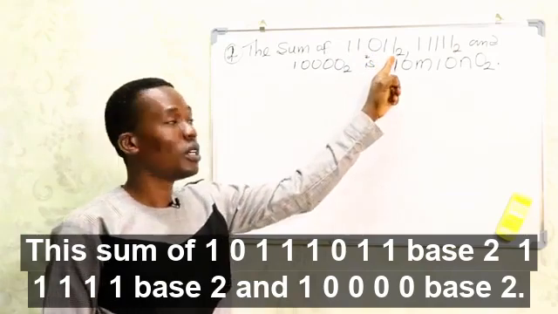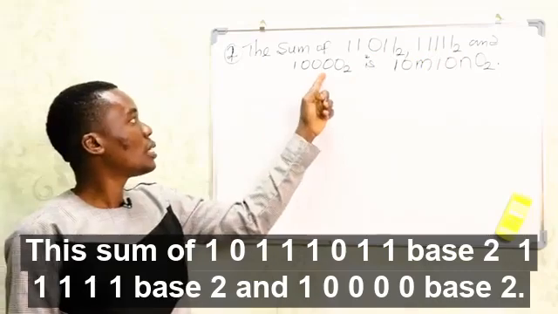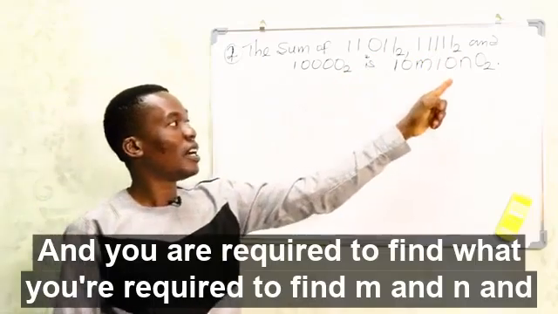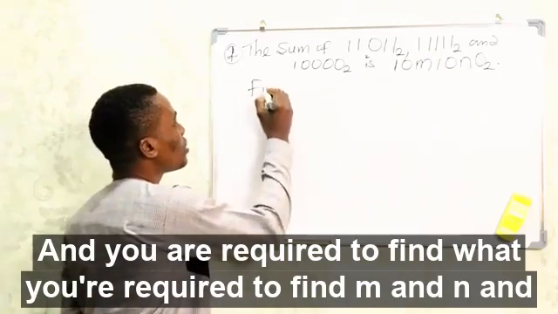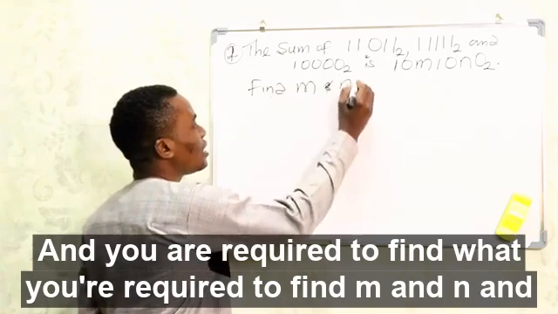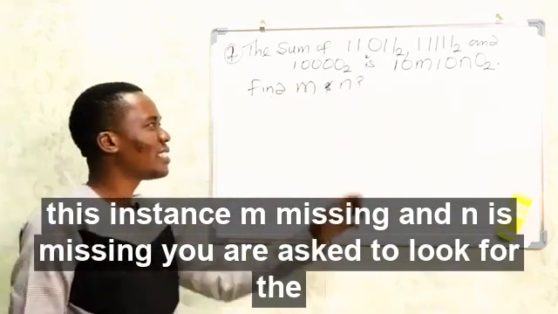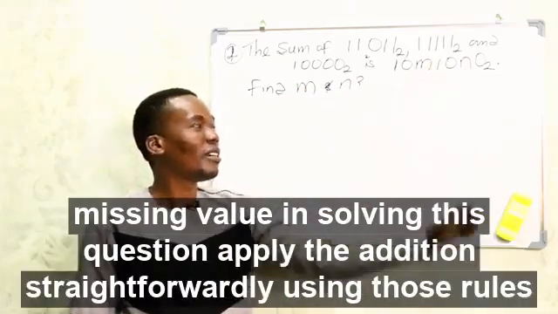101, 11011 base 2, 11111 base 2, and 100. You are required to find m and n. Now in this instance, m is missing, n is missing. You are asked to look for the missing values.